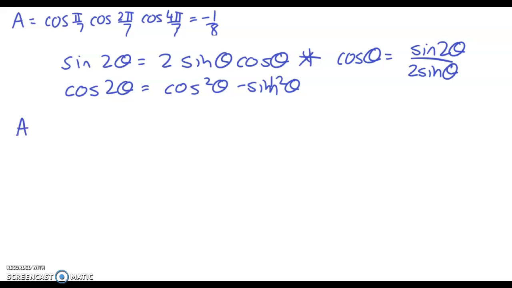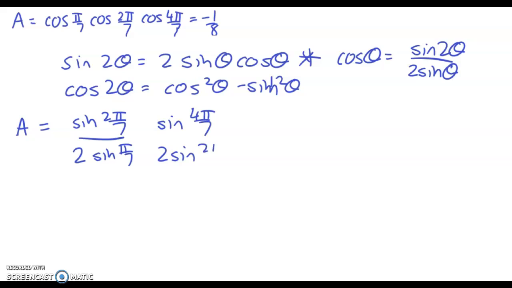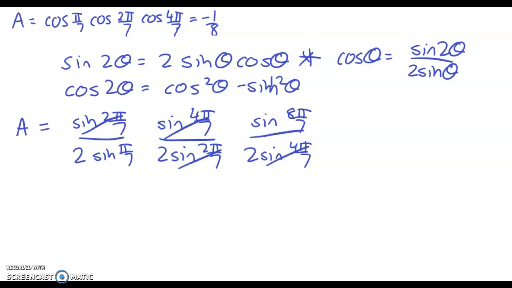So we'll write it out again here, but using this expression we've just learnt. Sine 2 pi over 7 over 2 sine pi over 7, sine 4 pi over 7 over 2 sine 2 pi over 7, and this will cancel with this, and sine 8 pi over 7 over 2 sine 4 pi over 7, and this will cancel with this. So now we have sine 8 pi over 7 over 8 sine pi over 7.